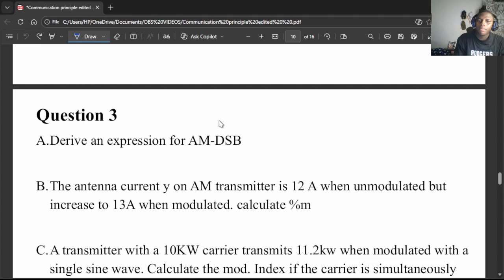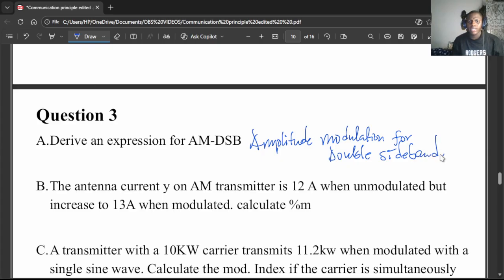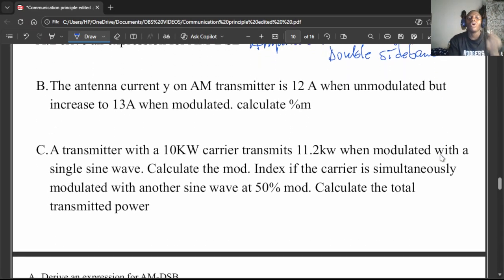So your AMDSB simply stands for your amplitude modulation for your double sideband. Now, what are they asking you? They're asking you in this question to derive, to prove an expression that shows that this equation is an equation for your AMDSB, which is your amplitude modulation for your double sideband. Am I communicating?